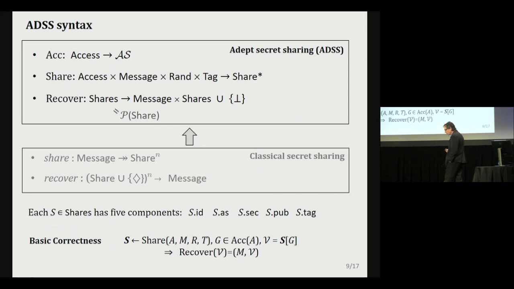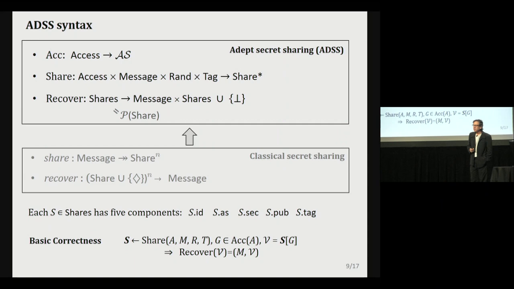So in lieu of scenarios like this, my colleagues and I suggest a new syntax, a new API for secret sharing. Instead of just having this probabilistic share algorithm and a recover algorithm that recovers a message, we add quite a few additional parameters. First of all, the sharing algorithm now takes in the coins rather than having them operate internally within the algorithm.